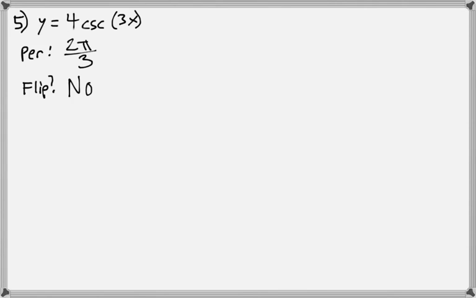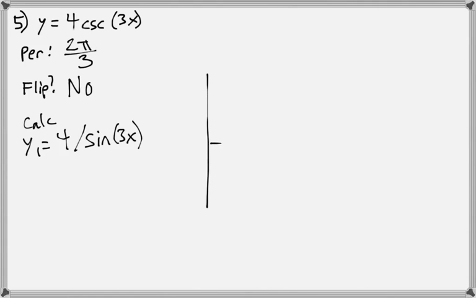To graph this on the calculator, y1 is going to be equal to 4 divided by sine of 3x. And I'm doing that because sine, or I should say cosecant, is the reciprocal of sine. And if I graph this from 0 to 2 pi, and let's make the y min and y max 6 and negative 6.